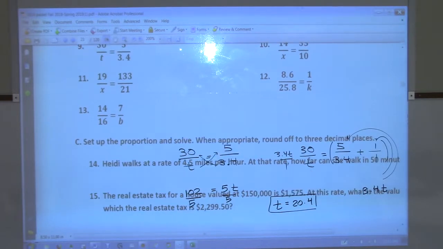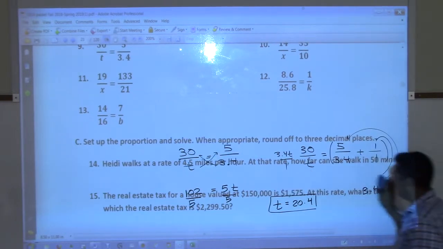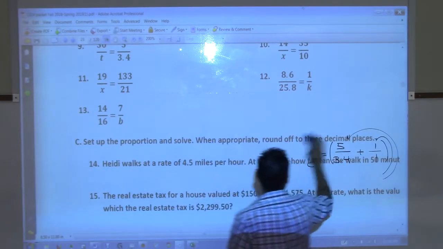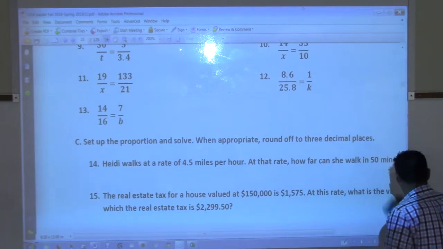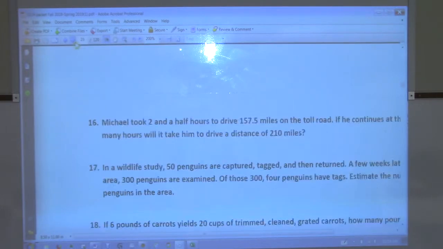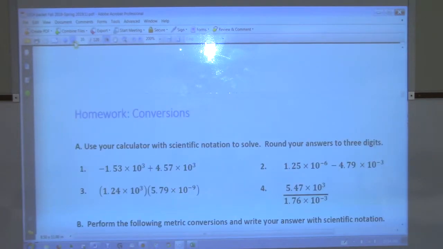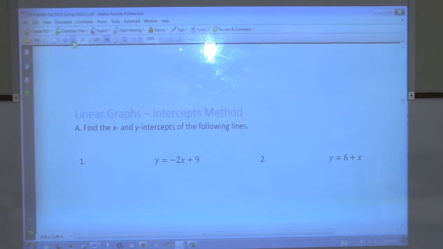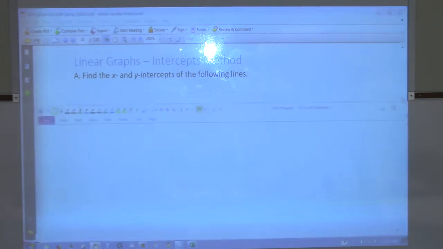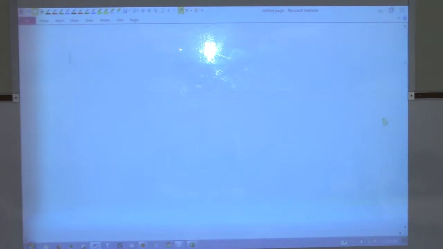Anything else before we move on to the next topic? All right, maybe at the end, if you have anything else that you can think of, we can address it. I want to get to lines. All right, so to start this off, let's just talk a little bit about lines.